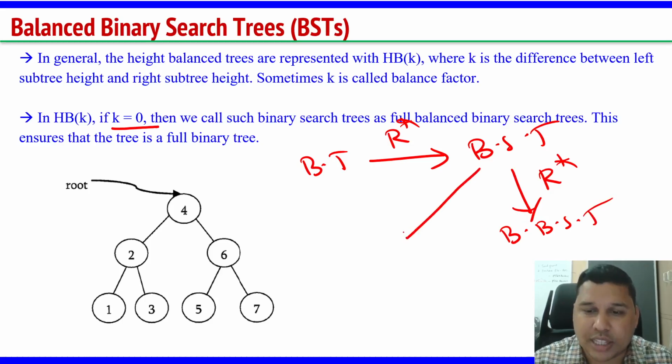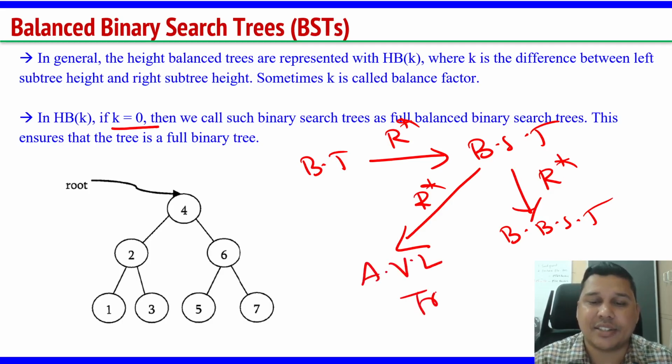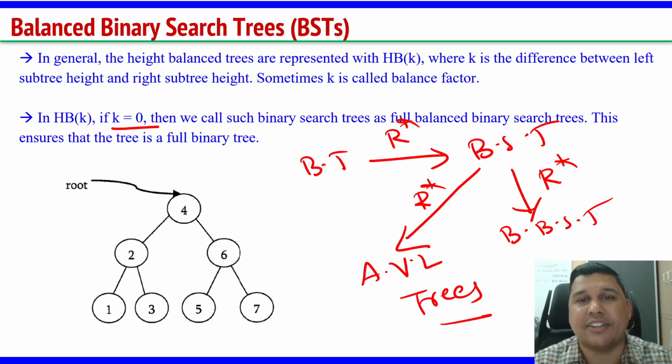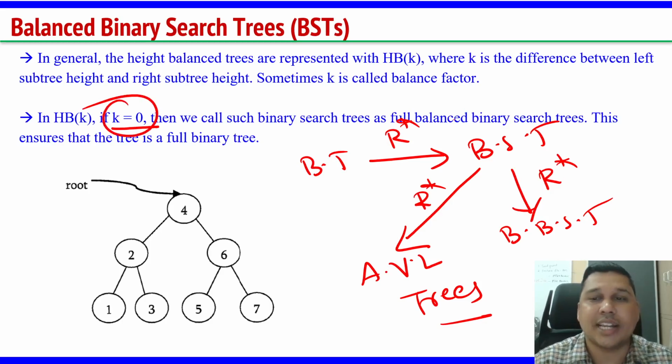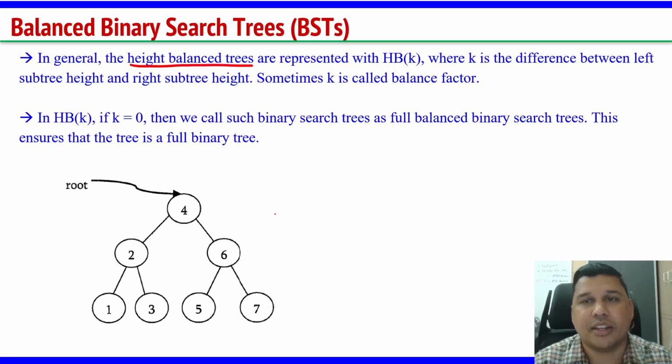In the same way, on the same binary search tree, if I put another constraint, that the height of the left subtree and the height of the right subtree can differ by at most 1, so there can be a difference of 1, then such kind of trees are called AVL trees. So let us go and study about AVL trees. Here, balanced binary search tree means the height difference of left and right is 0. If k is 0, we call it a balanced binary search tree, or if we are talking about the balancing factor, then such trees are called height balanced trees.